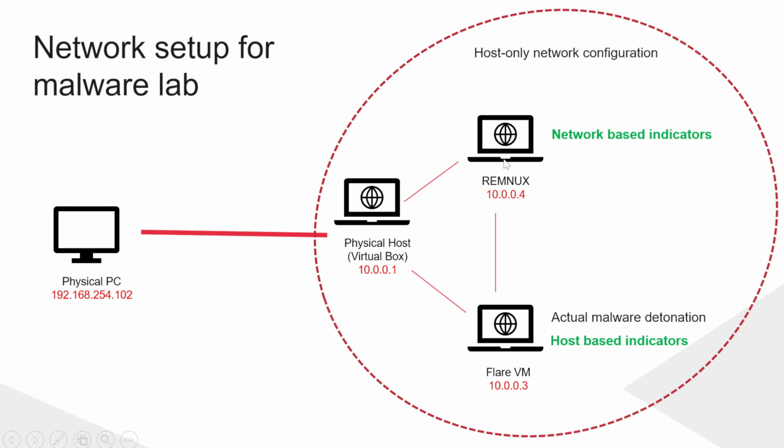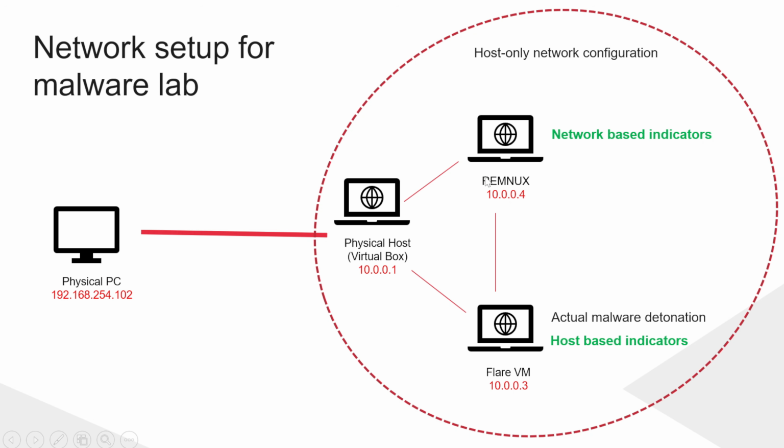Now, in our setup, we will do the actual malware detonation on the FLARE VM, and we will use the REMnux VM as a proxy to analyze the network-based indicators arising out of the malware detonation. We will use the FLARE VM to see host-based indicators. This is where the malware sample will be executed in the controlled environment. We will be monitoring host-based indicators such as file changes, registry edits, process injections, and more.